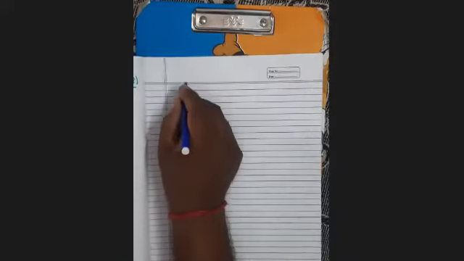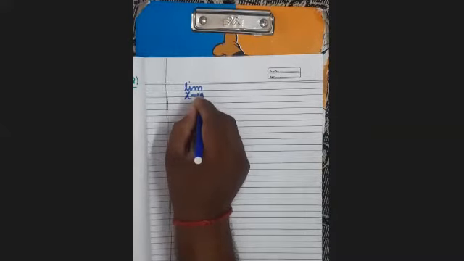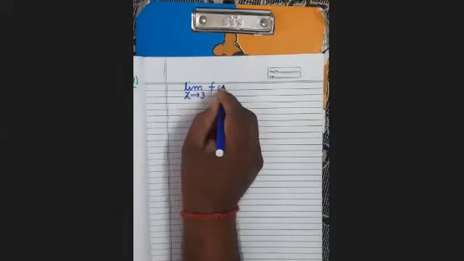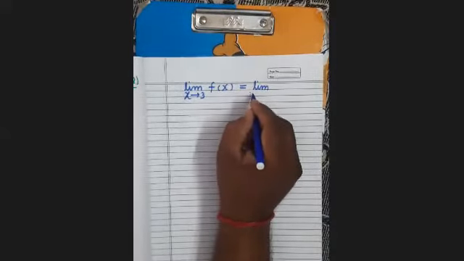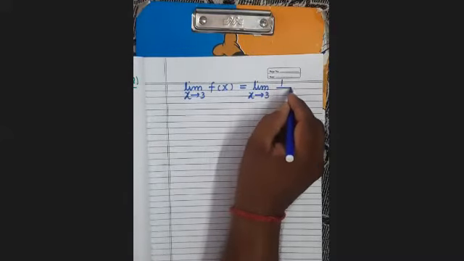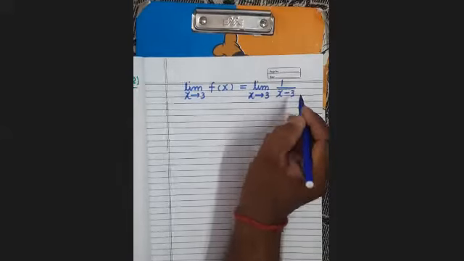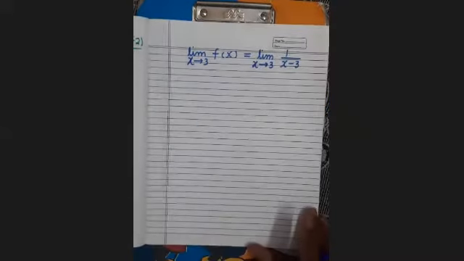Limit. Here in this case, x tending to 3, f(x). It's clear. That is limit x tending to 3, 1 upon x minus 3. So this is the meaning of limit. Means limiting values are determined in those cases.